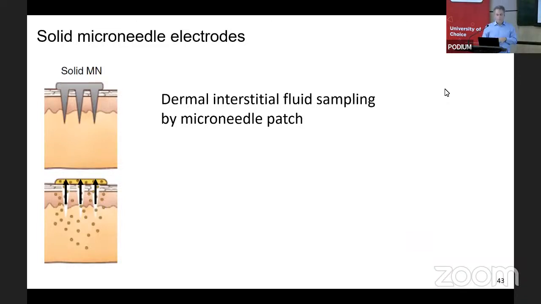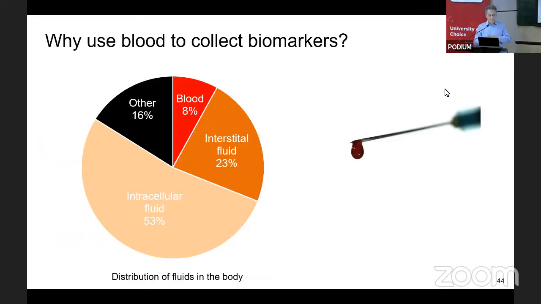Story number 4 moves to microneedles in, again, a different context. And now we're not doing drug delivery. Now we want to access the interstitial fluid that exists in your skin. And I'll try to describe why that might be interesting.